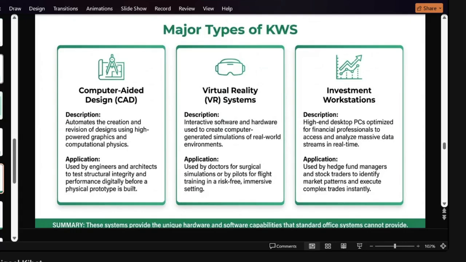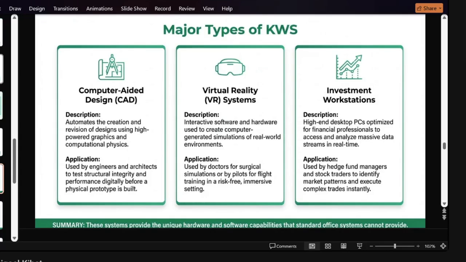Major types of knowledge work systems include CAD, computer-aided design, virtual reality systems, and investment workstations. CAD automates the creation and revision of designs using high-powered graphics and computational physics. It's applied by engineers and architects to test structural integrity and performance digitally before a physical prototype is built.